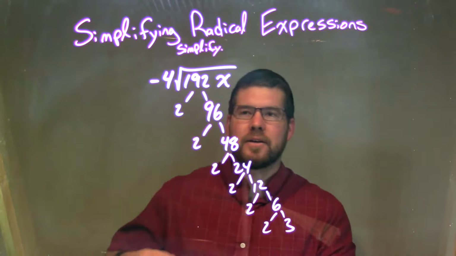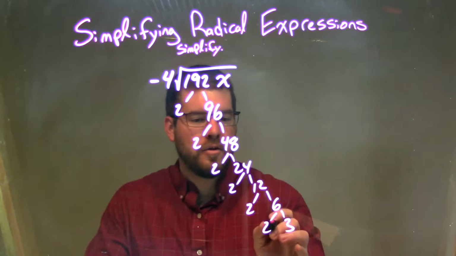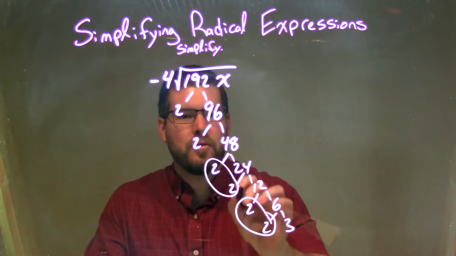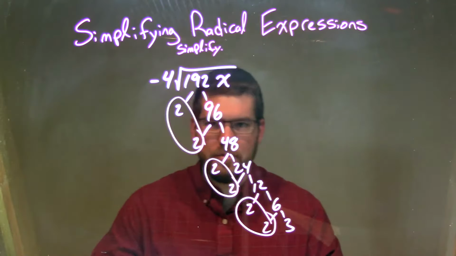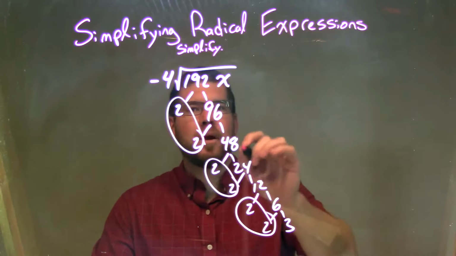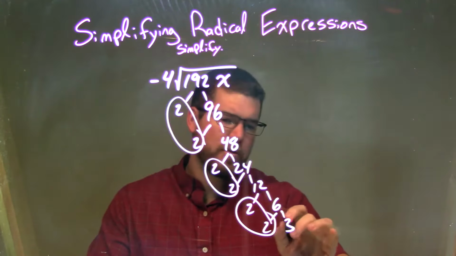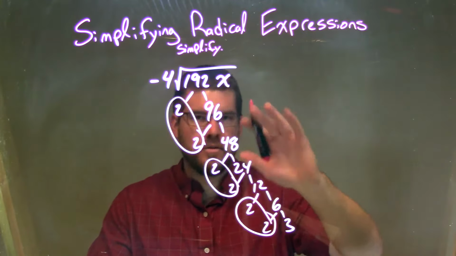So now we've done our prime factorization of 192. Let's circle our pairs. I have a pair of 2's, 2 pair of 2's, and 3 pairs of 2's. Fantastic, okay? So now when I rewrite this, all right, well, there's no pair of 3's, and there's no pair of x's, but there's single.